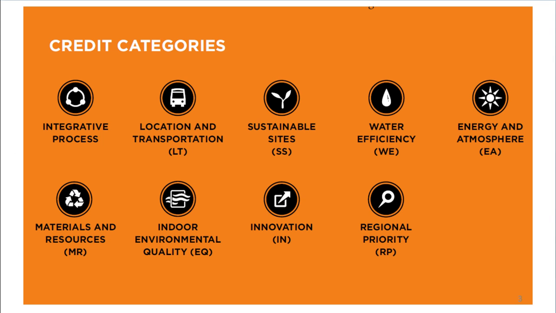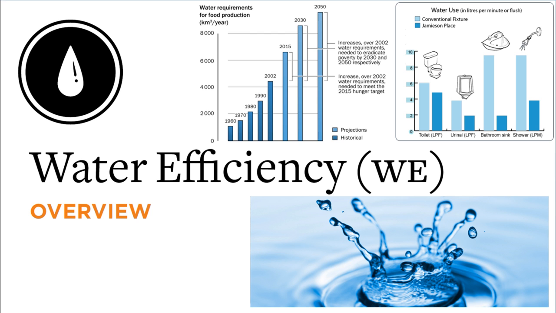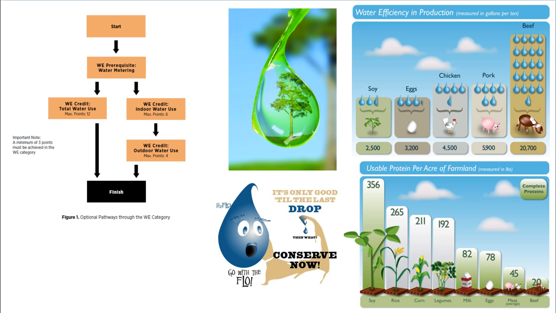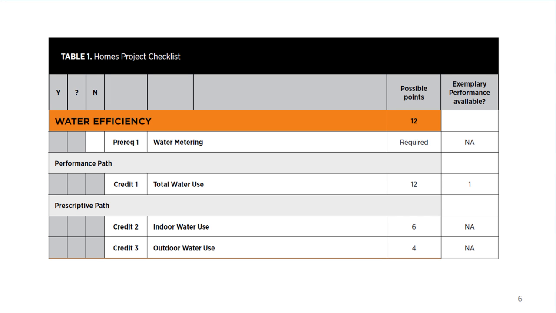These are the LEED credit categories. On my previous video, we discussed the water efficiency credit 2, indoor water use. Now we will proceed to credit 3, the outdoor water use. Outdoor water use is the third credit under prescriptive path. It is possible for 4 points.